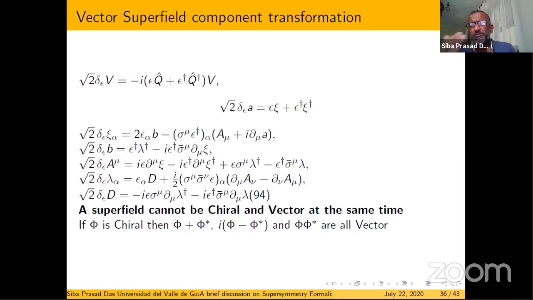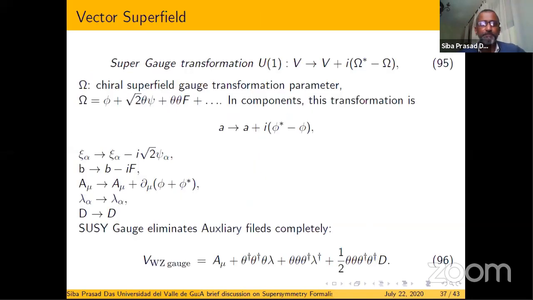Whenever I do a gauge transformation of the vector field, you will see that i(phi minus phi star) is needed for a gauge transformation on the vector field in the superspace. This is called the supersymmetric gauge invariance in the superspace. So this is called the super gauge transformation. But here, for simplicity, we are only discussing U(1), but the corresponding SU(2), SU(3) is also there. So these are called the super gauge transformations. That means I have a vector field V, and it can go to V plus i(omega star minus omega).